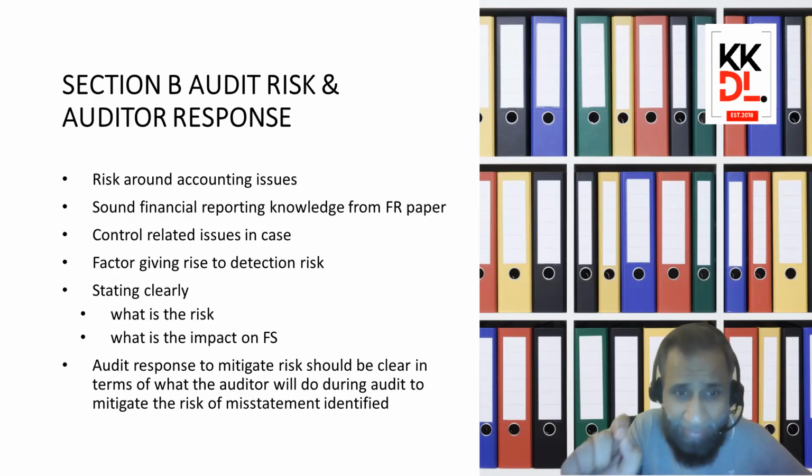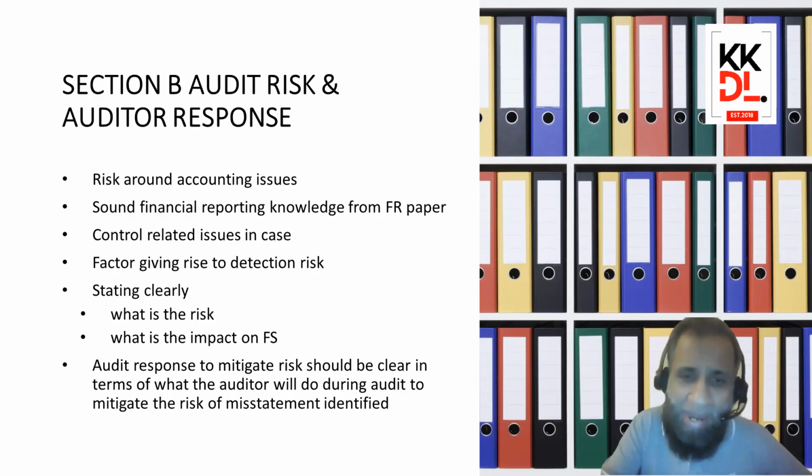So, stating clearly what is the risk and what is the impact. Now, if you're writing a risk answer which does not have a risk and an impact, you're getting 0. And that happens with students because they're writing something, but that does not have a risk and impact at all. So please ensure you improve upon the quality of your risk answer, at least having a risk statement and an impact statement. Then the last thing is audit response.